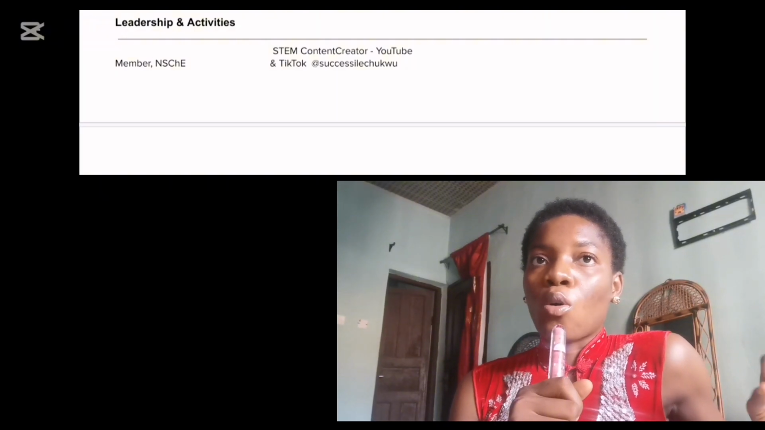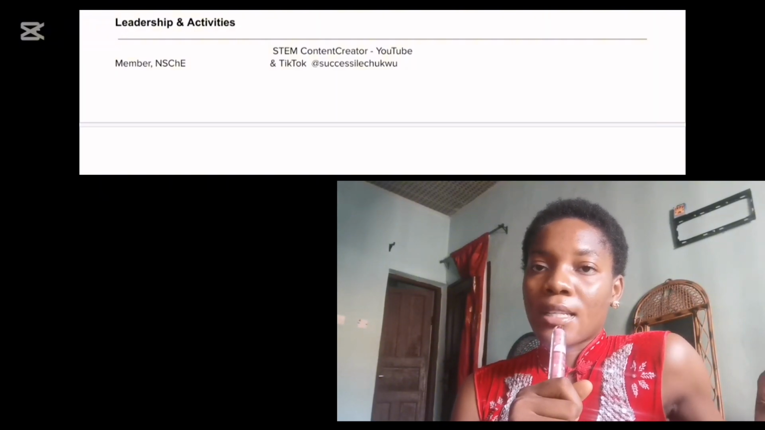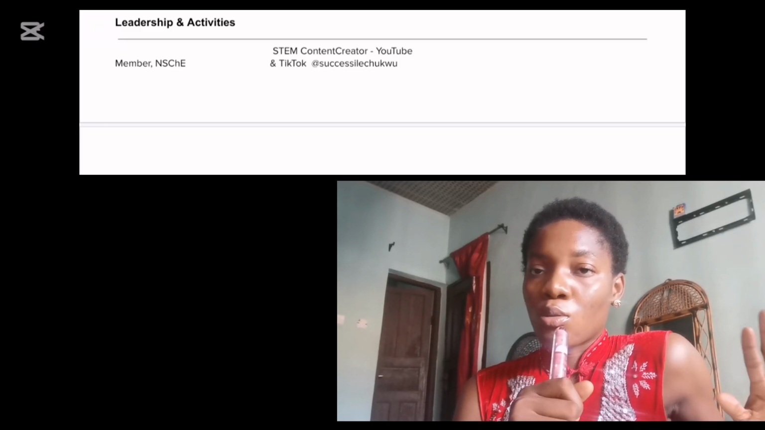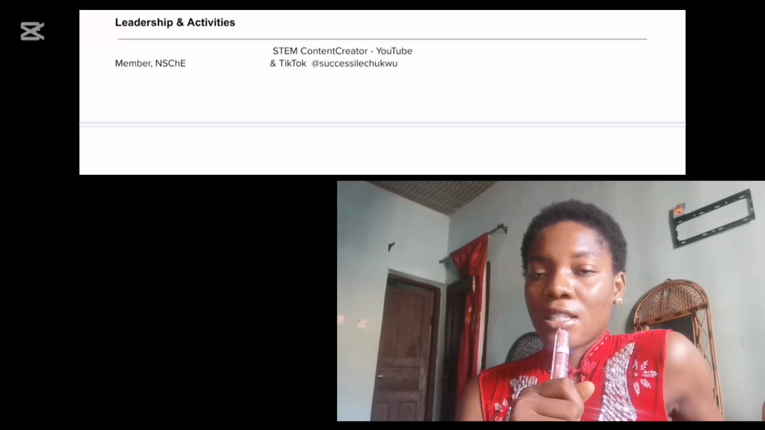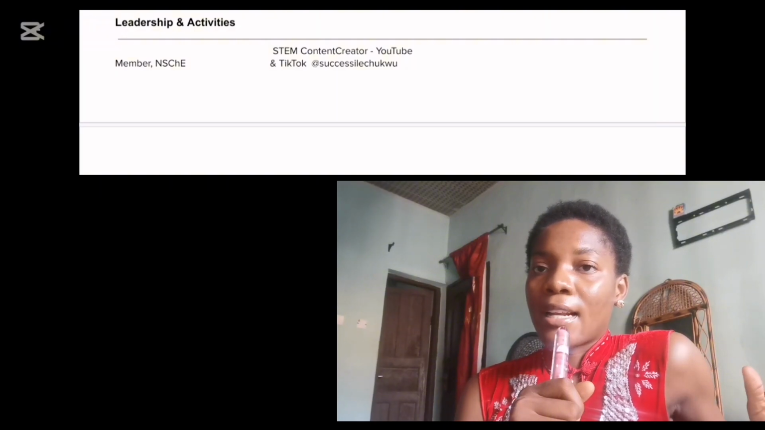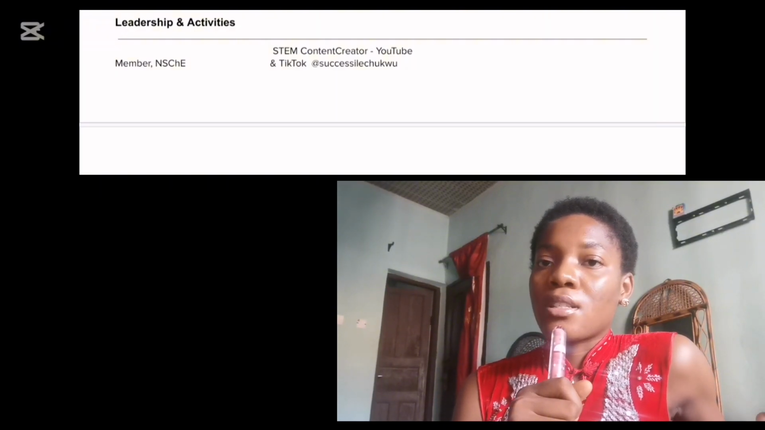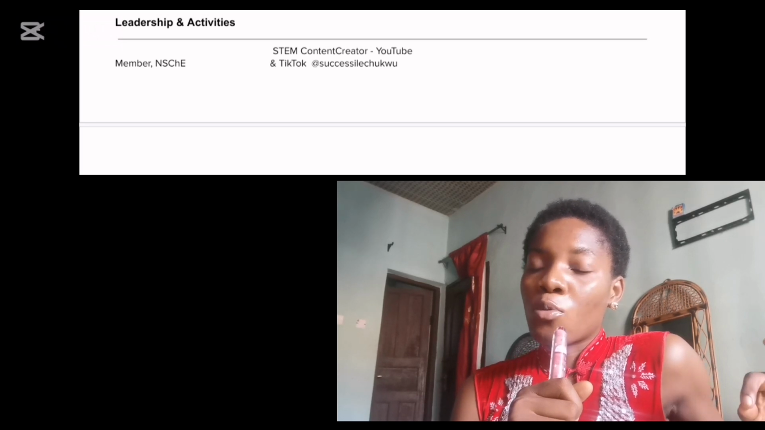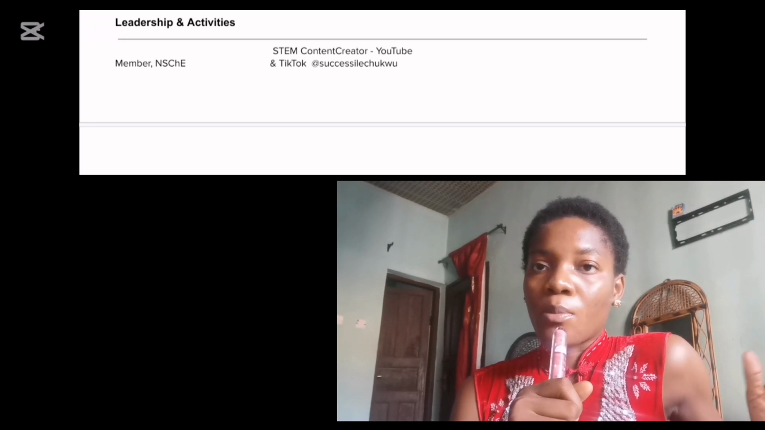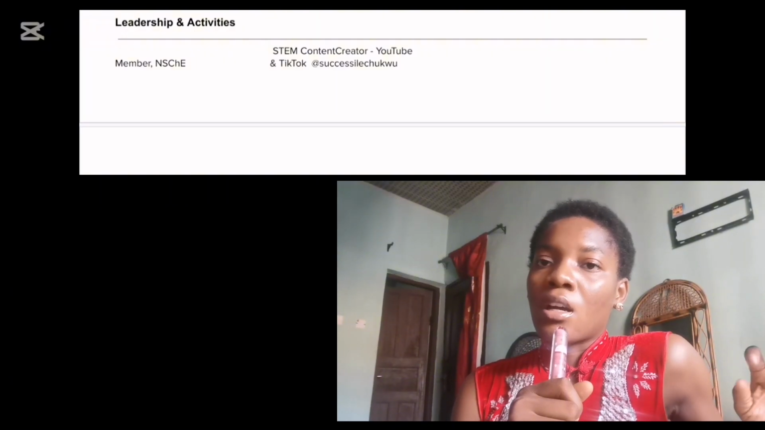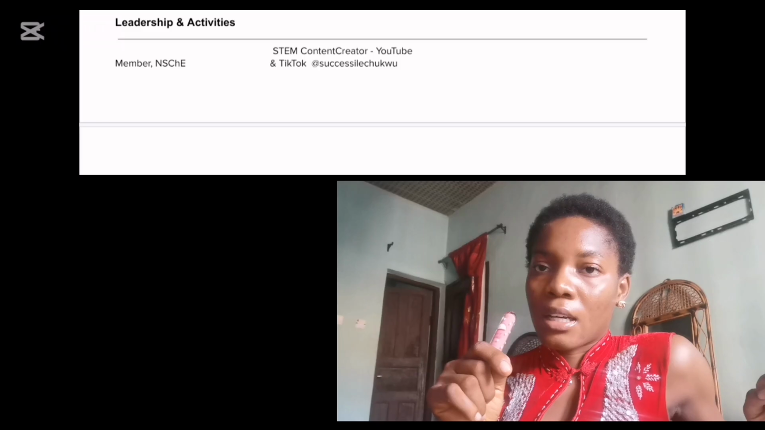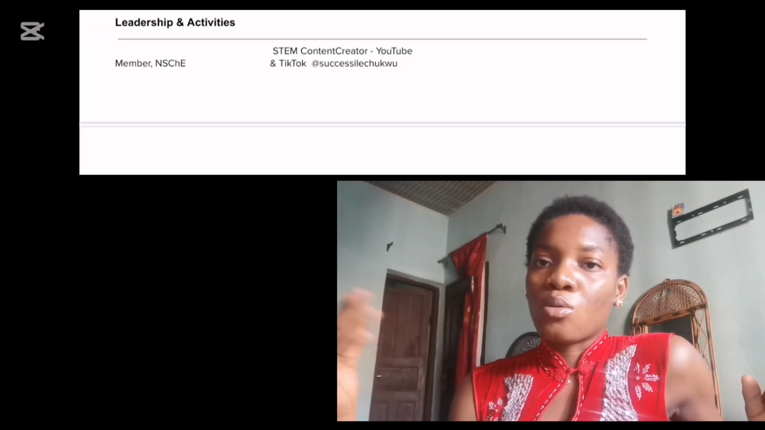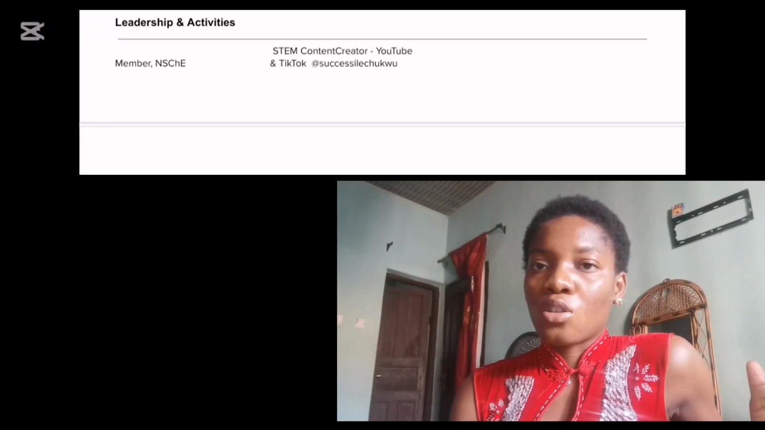Underneath it, make sure you have a text font size of 10-11. Highlight these leadership roles, and if you're highlighting, for example, president of NSCHE, please make sure to include the full meaning of NSCHE. So it's president, comma, the full meaning of NSCHE, then NSCHE in brackets. Then for the next point, you highlight the next activity you've done.